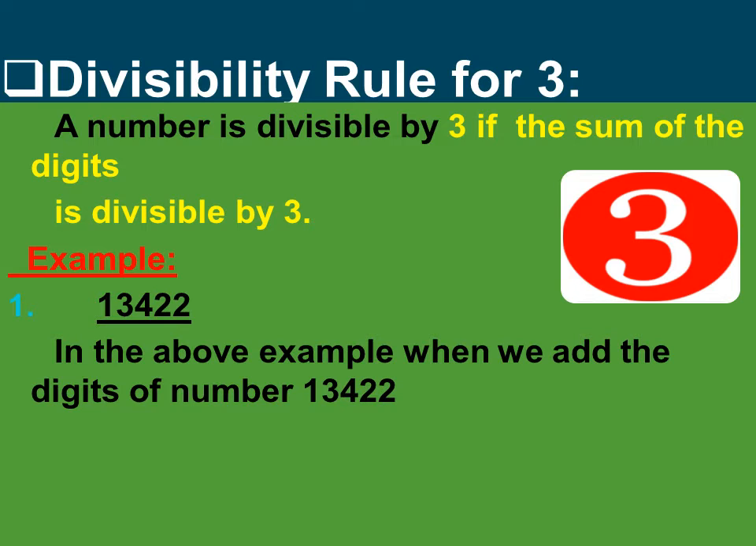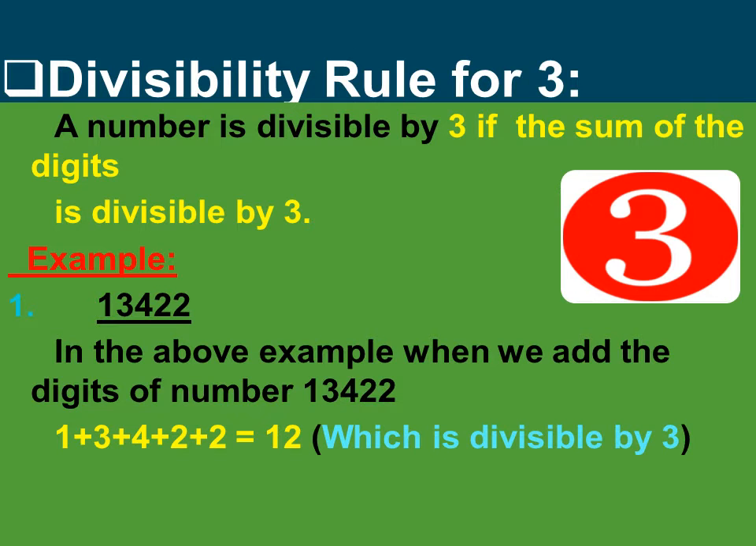Having how many digits? Having 5 digits. For checking the divisibility of this number for 3, what will we do? We will add all the digits of this number. This means that when we add all the digits, like 1 plus 3 plus 4 plus 2 plus 2, we will get 12. After adding all the digits, we will get 12.